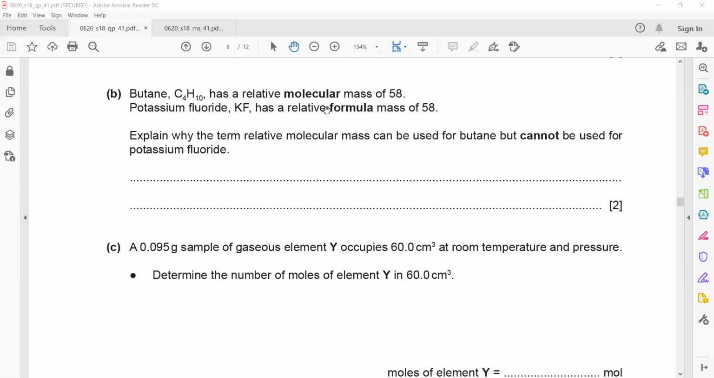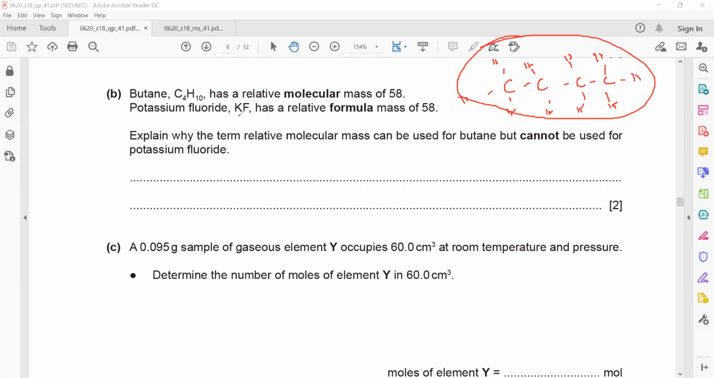Butane C4H10 has a relative molecular mass of 58. Potassium fluoride has a relative formula mass of 58. Explain why the term relative molecular mass can be used for butane but cannot be used for potassium fluoride. Basically, look at butane: one molecule of butane is C4H10. What is the meaning? It means that it contains 4 carbon atoms and 10 hydrogen atoms, with single bonds. So one molecule contains 4 carbon atoms and 10 hydrogen atoms. That is the total number of particles present in one molecule.